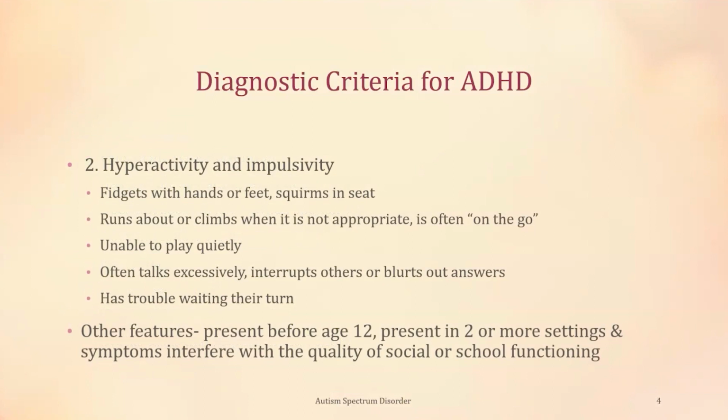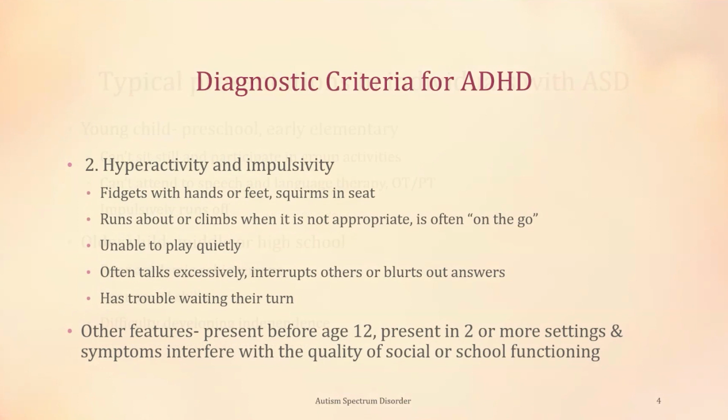Hyperactivity and impulsivity is another cluster of diagnostic criteria. Fidgeting, squirming, running around, unable to play quietly, often talking excessively, interrupting others, or blurting out answers. Again, some overlap with autism spectrum. At least some of the symptoms have to be present before age 12 and present in two or more settings, like school, home, sports, or other community activities that interfere with the quality of functioning in those different settings.